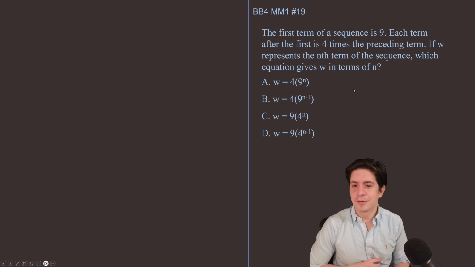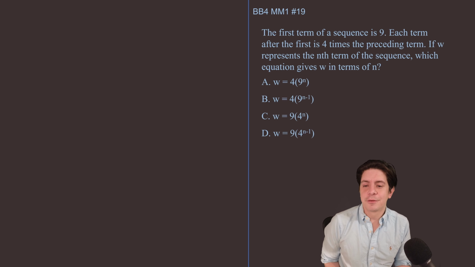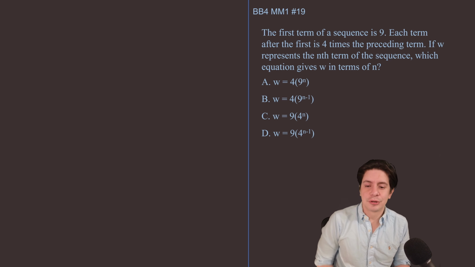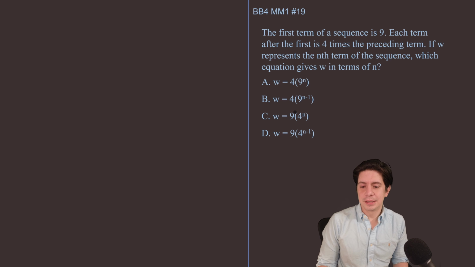All right, we have one here, a sequence question. The first term of sequence is 9. Each term after the first is 4 times the preceding term. If W represents the nth term of the sequence, which equation gives W in terms of n? Okay, so the first term is 9. So if we plug in 1 into these, which of this gives us 9?